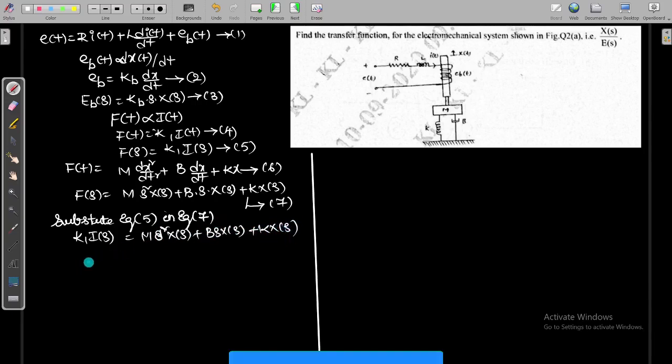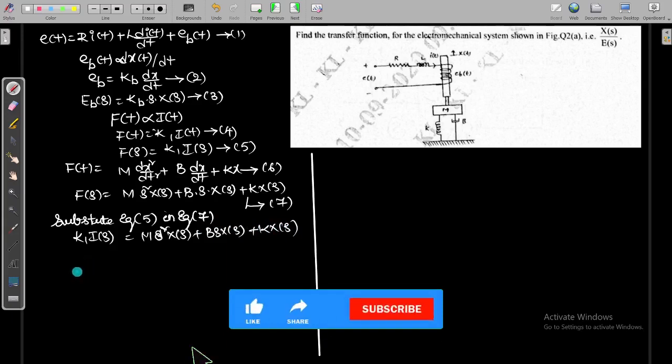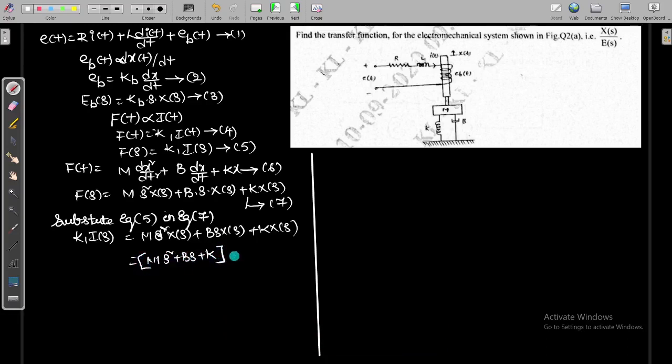Since we want to find X(s), I can take ms squared plus bs plus k out, multiplying X(s). So I(s) can be written as (ms squared plus bs plus k) X(s) divided by k1. Take this as equation number 8. Now we have to substitute this in the equation where I(s) appears.